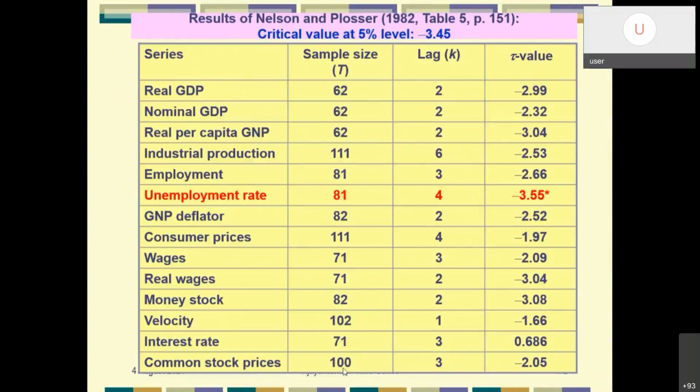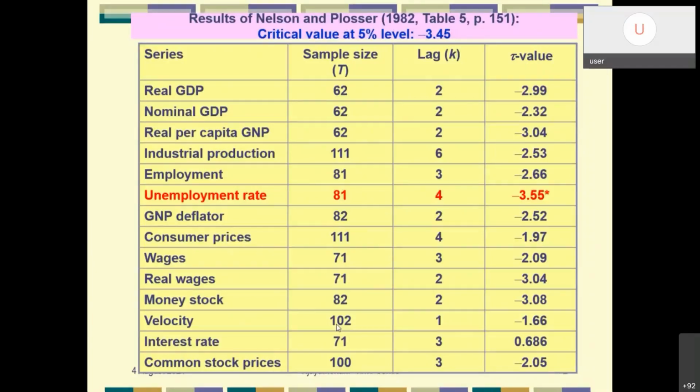So this Nelson-Prosser data, this particular data set has become a guinea pig for all the uniroot test makers. All of them used this particular data set. Now see the sample size. For example, industrial production, they have used the 111 annual data. In all the cases, they were using the annual data. Consumer prices, more than a century. Velocity of money, that also more than a century.